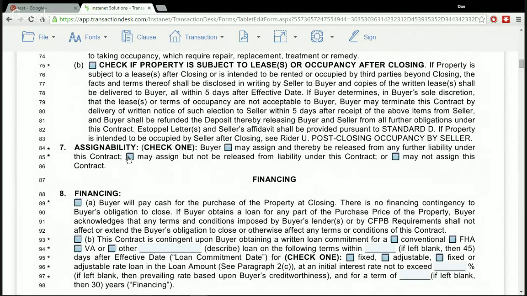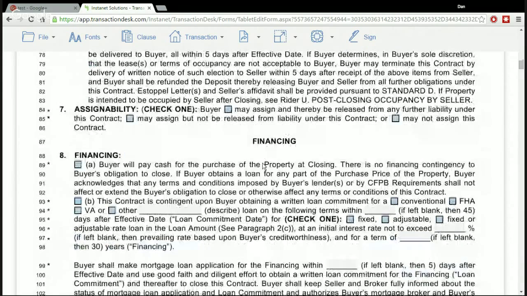This second box here, may assign but not be released from, we use that a lot if you have, for instance, an investor who writes a contract under his or her personal name and then decides they may want to open up a business entity, an LLC, for instance, and take title in the LLC. They just don't have it open yet. So they might want to hold on to the right to assign it to that LLC so that they can close in the LLC's name while they create it during the escrow period. And that's usually not a problem.